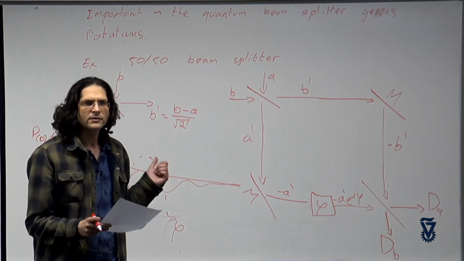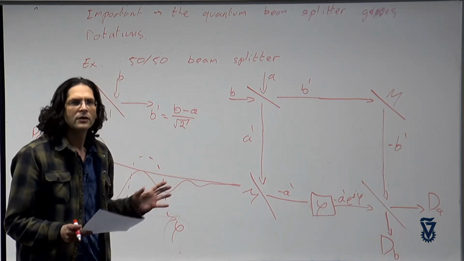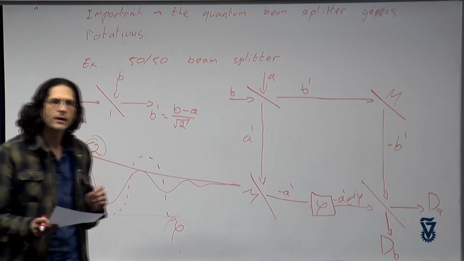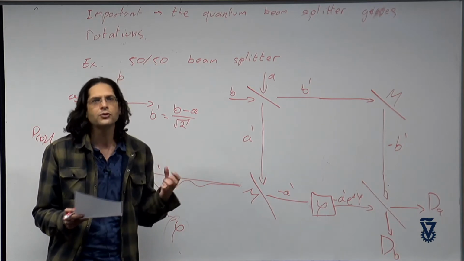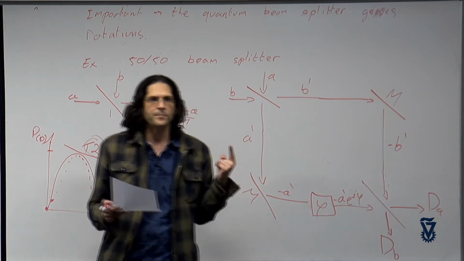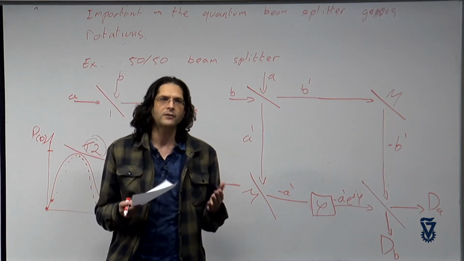Any questions about this? No? We're good? We understand how a beam splitter just gives us rotations around the Bloch sphere? That's the important takeaway message. So now that we have a phase shifter and we have a beam splitter, we have full control over a single photonic qubit. Now what we're going to discuss is how we interact two photons.